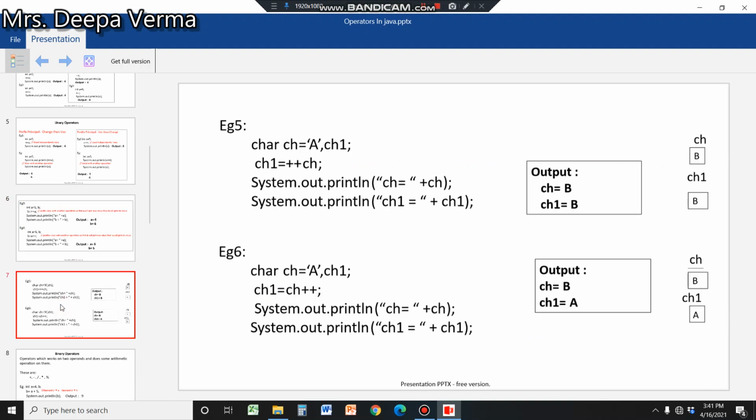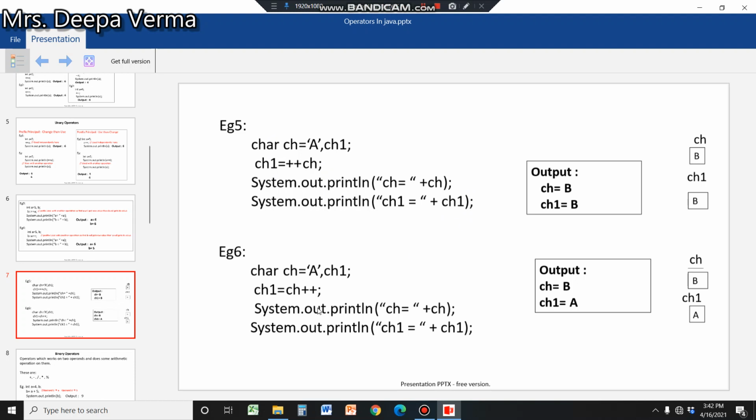Here you can see some more examples related to character. When we talk about the character, what will happen here? You see, ch1 is equal to plus plus ch. So what is the value of ch? Capital A. So prefix, pre means increase first. So A has become B and it has been stored in ch1. So when we print ch, ch has increased, so ch prints B, and after increasing it has been stored in ch1, so ch1 has also become B.